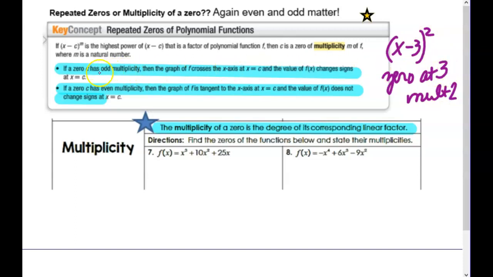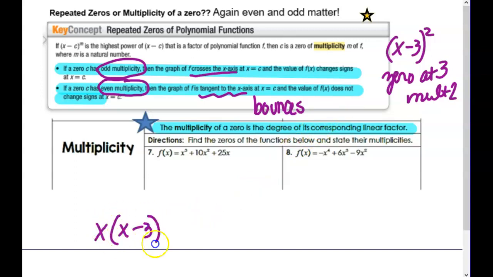If it has an odd multiplicity, then the graph crosses the x-axis. If it has an even multiplicity, then the graph is tangent to the x-axis, or we say it bounces off the x-axis or kisses. Does anybody remember this from last year? So if you had a polynomial like this, anybody know what degree that would be?